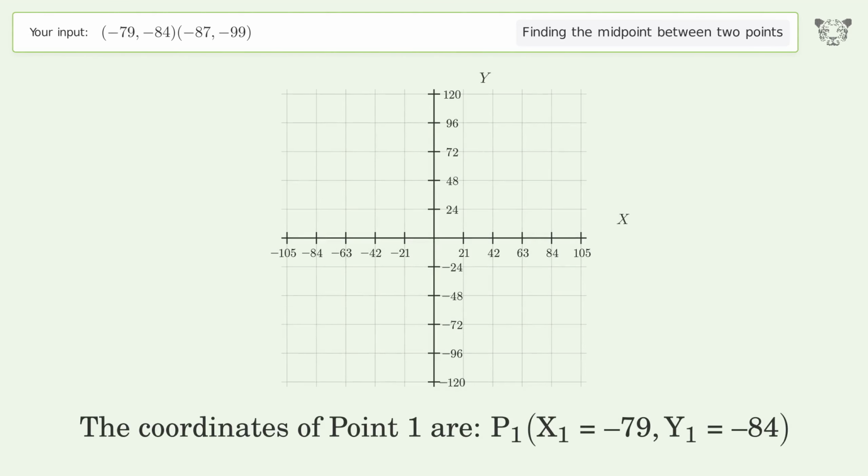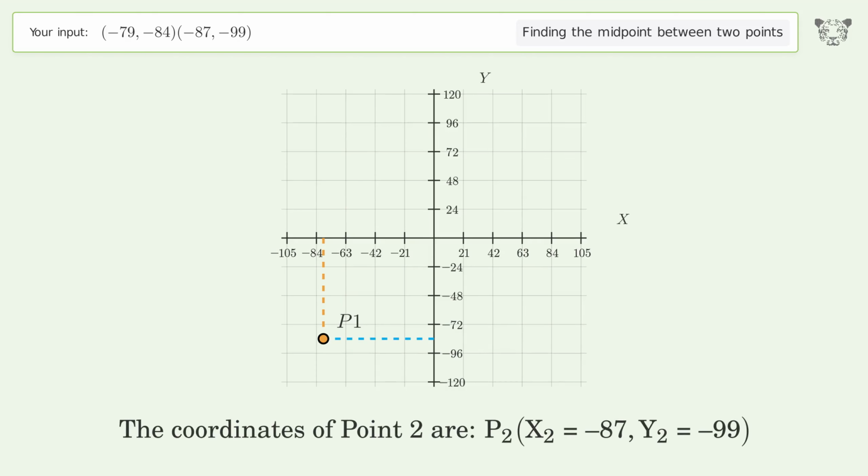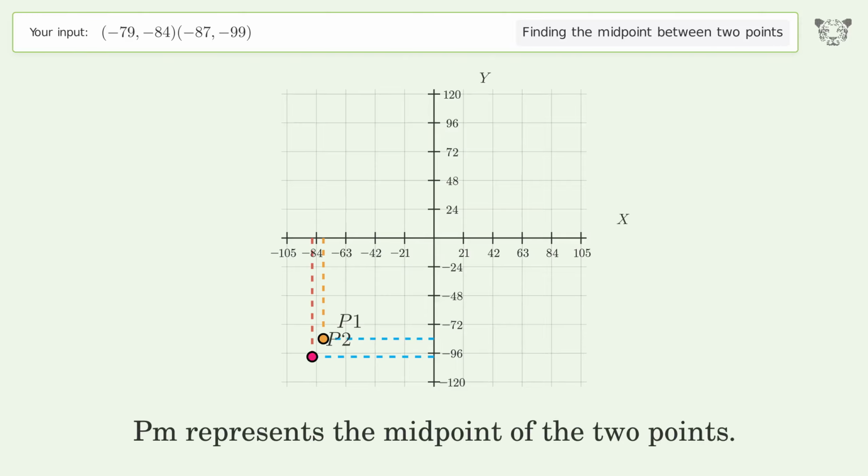The coordinates of point 1 are, x1 equals -79, y1 equals -84. The coordinates of point 2 are, x2 equals -87, y2 equals -99. PM represents the midpoint of the 2 points.